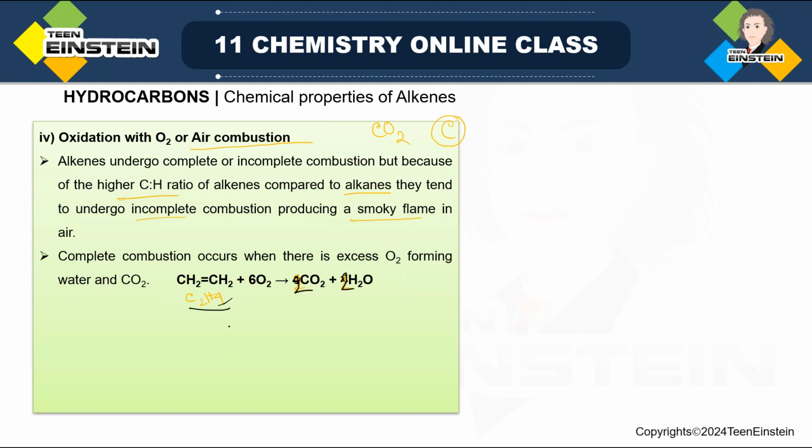And total hydrogen is 4. That means it must be 2 water molecules, because per water molecule 2 hydrogen atoms are there. So 2 H2O and 2 CO2. Now in 2 CO2 you have total 4 oxygen, and here you have 2 oxygen. So total oxygen is 6. That means it must be 3. So 3 O2.